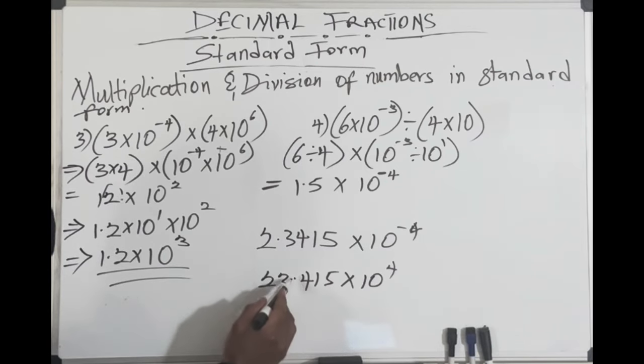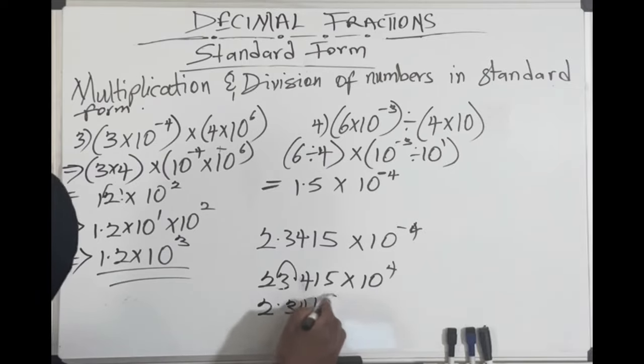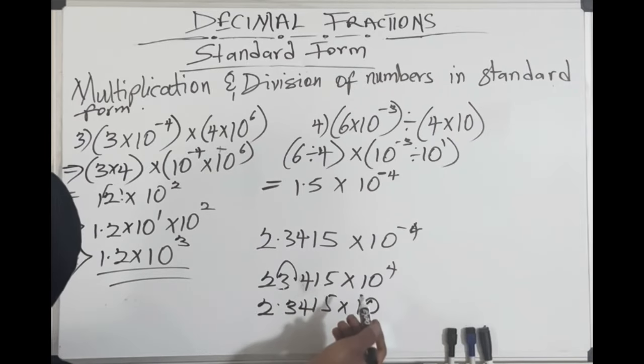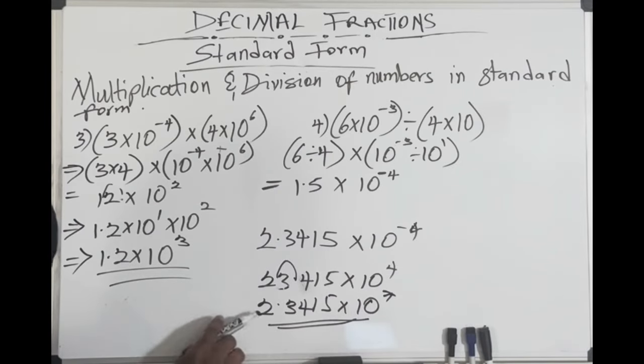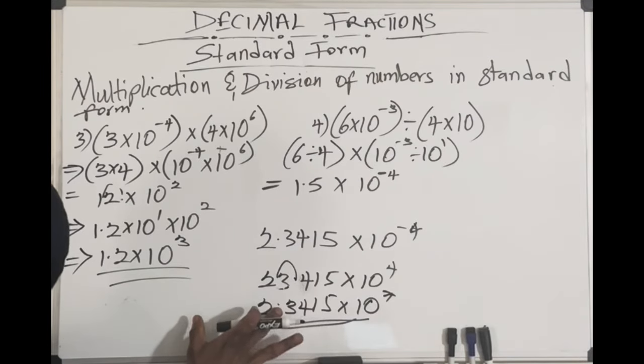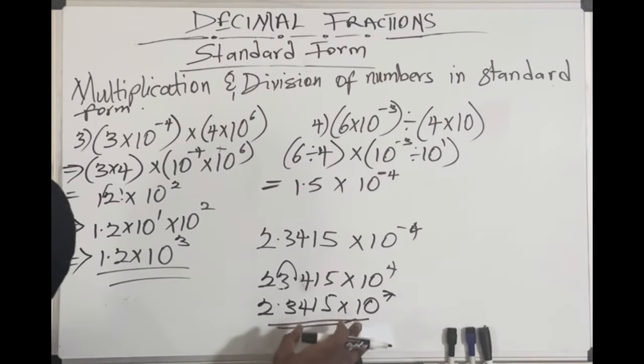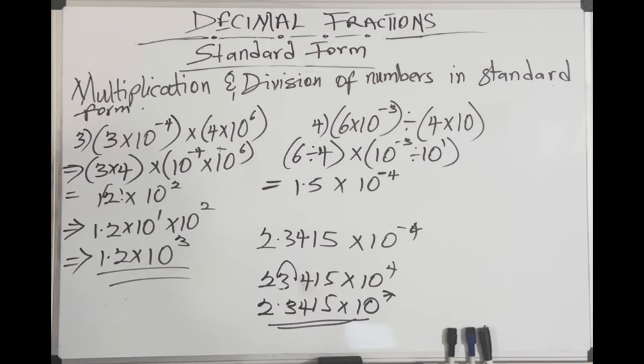Okay, so we move 2.3415 times 10 to the power of 1 number. Know that to put an answer in a standard form, always the natural number comes, then the decimal point, then the rest continue. Times 10 to the number of places you moved the decimal point. Okay. All right. So we are done with standard form and decimal fractions.